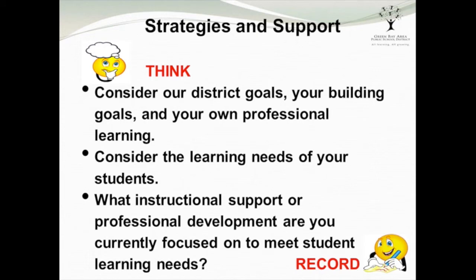The last component is called Strategies and Support. This component describes the methods and interventions needed to support the objective. Additionally, the instructional support and professional learning that are needed to accomplish the objective are identified in this component. Take a minute right now to read the prompts and criteria listed under the Strategies and Support component.